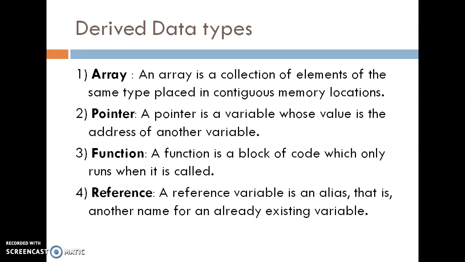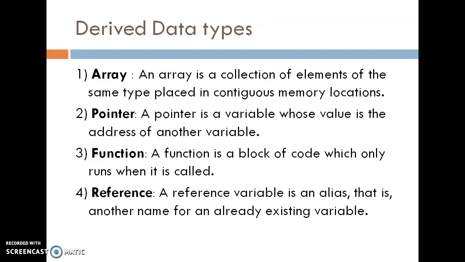Now the third type of data types in C++ are the derived data types. There are basically 4 derived data types used in C++. First is an array. An array is a collection of elements of the same type placed in continuous memory locations specified by some particular index. So array index always starts from 0.